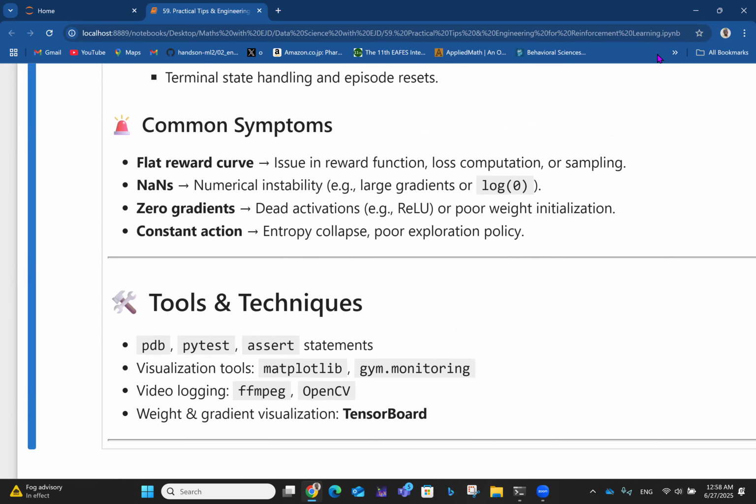Then there are common symptoms. A flat reward curve means you have an issue in the reward function, loss computation, or sampling. Then NaNs, where you have numerical instability, large gradients, or log zero, like when you divide by zero or take the log of zero, so you get an undefined number. That will lead to NaNs. Then you have zero gradients, which lead to dead activations, for example ReLU or poor weight initialization. And you have constant actions, like entropy collapse or a poor exploration policy.